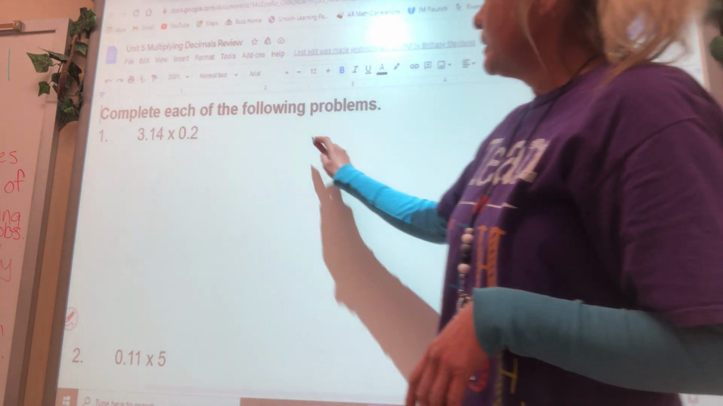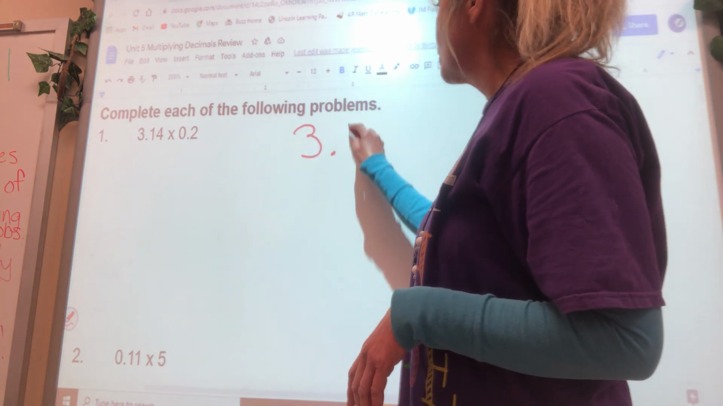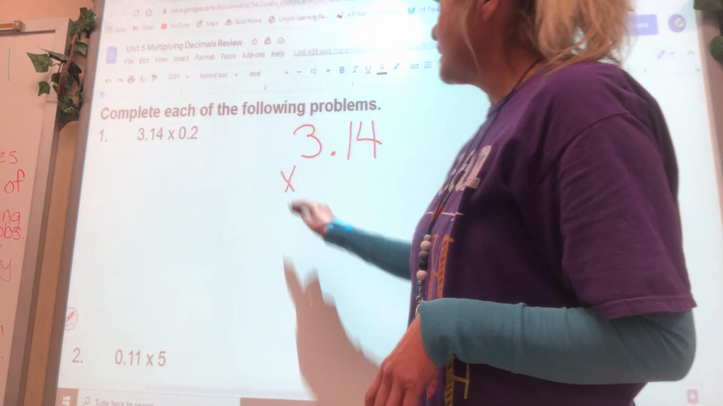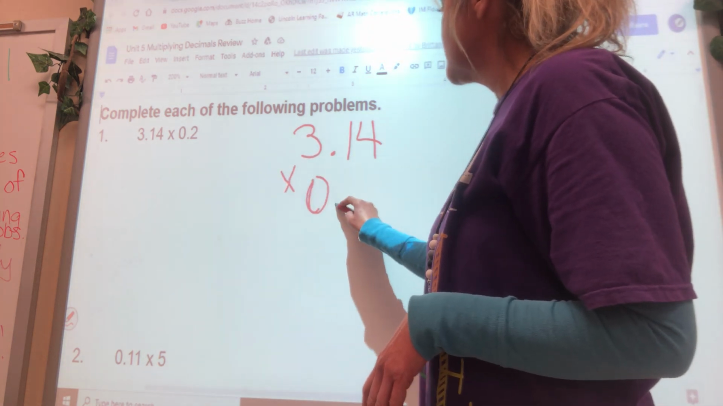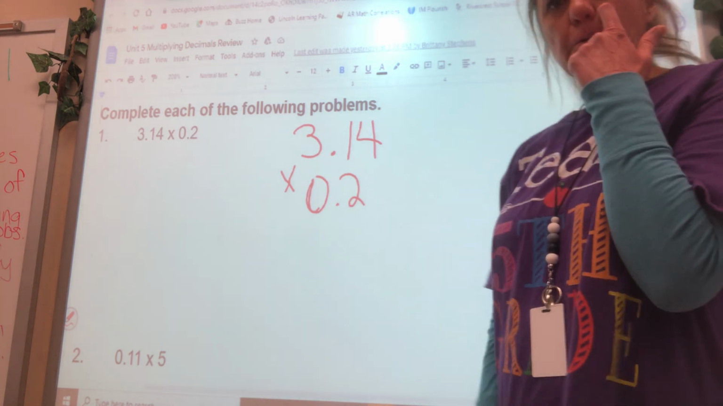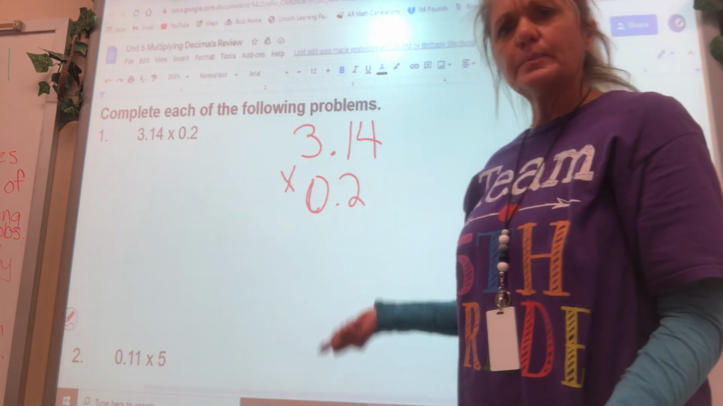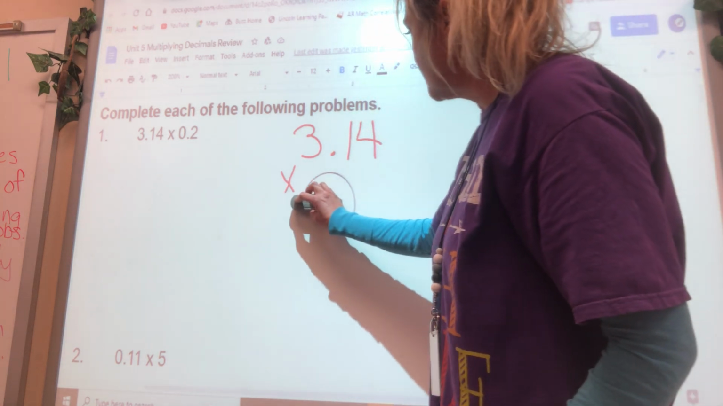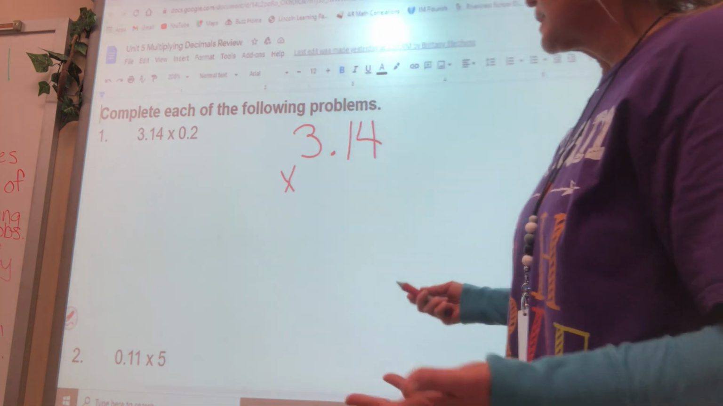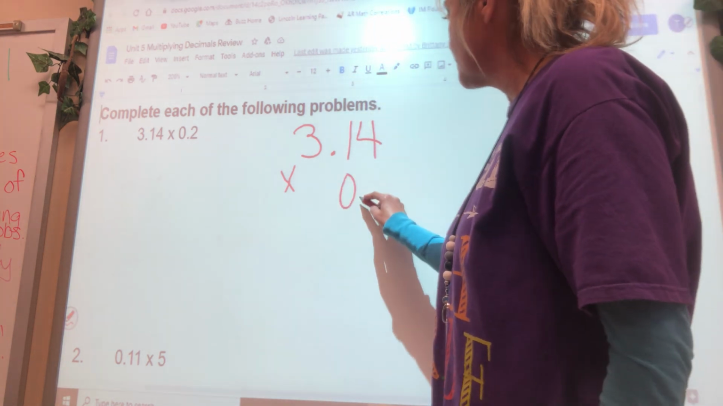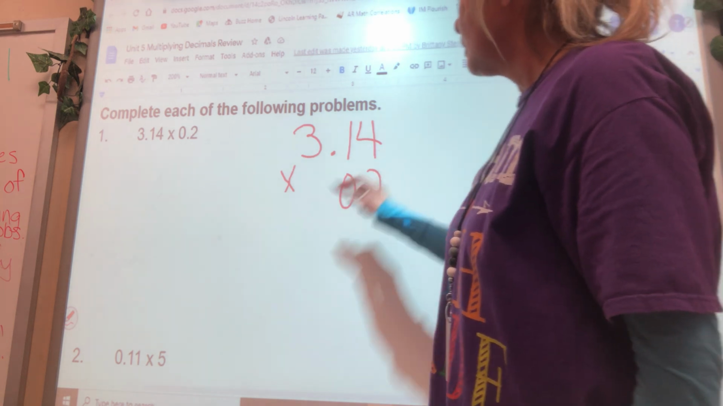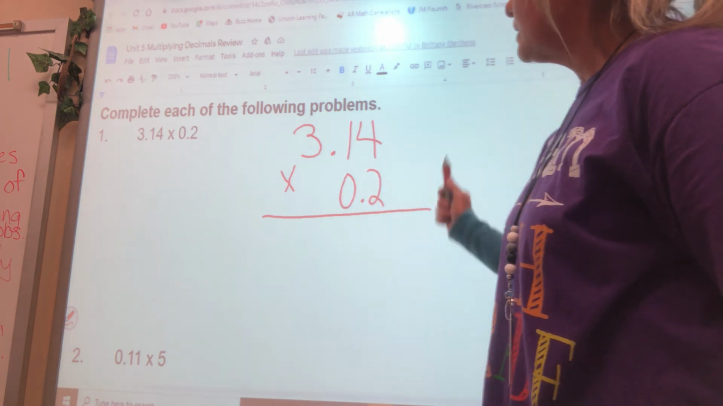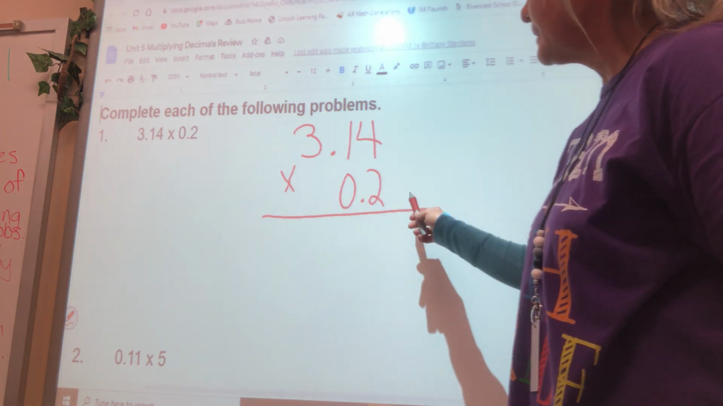So the first one we have 3.14, which we know is 3 14/100, times 0.2. Do I have to line up the decimals when I multiply? No, we're not doing place value when we're multiplying. We line it up just like we do for any other multiplication problem, making sure that everything is lined up on the right. So we're multiplying 3 14/100 times 2/10.